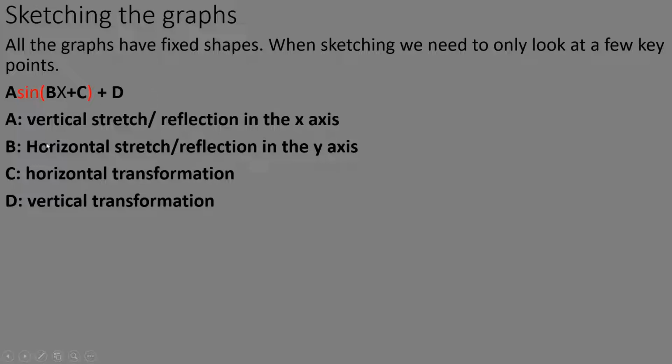So a represents the vertical stretch or reflection in the x-axis. If a is negative, it will be a reflection in the x-axis, and b represents the horizontal stretch or reflection in the y-axis. c represents the horizontal transformation, and d represents the vertical transformation. I'll give examples for all these in the next few slides.